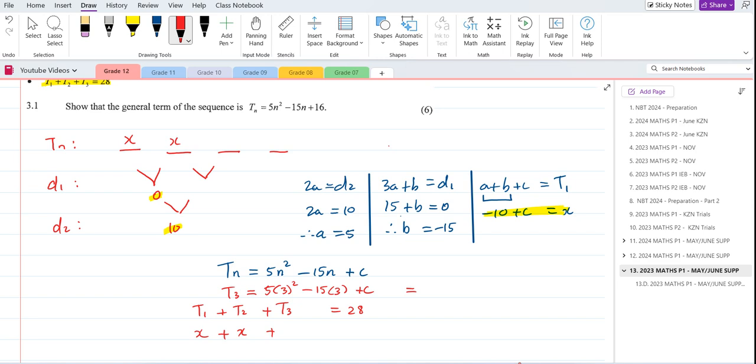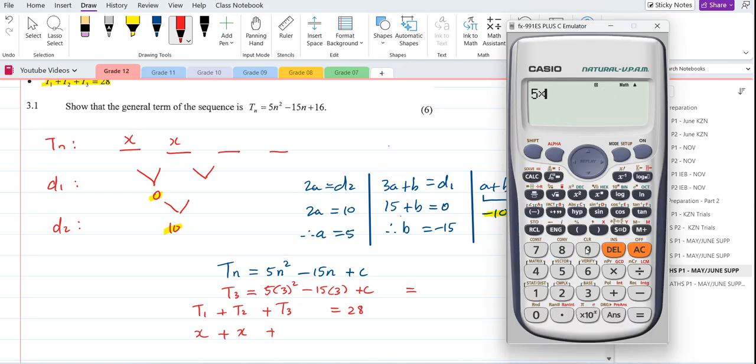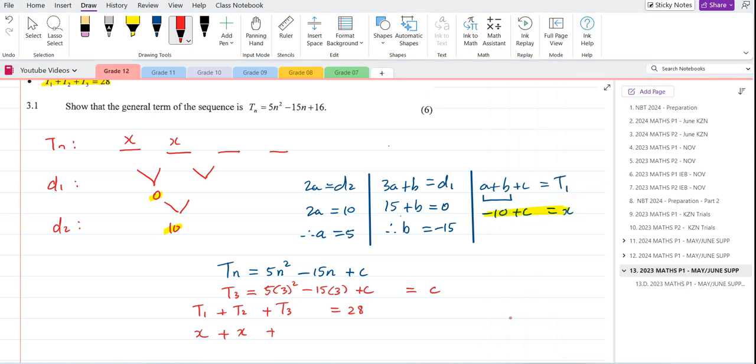So 5 into 3 squared. So what do we have? 5 times 9 minus 15 times 3. I've got 0. So that gives me 0, right? So this answer is just equal to c. So we know term 3 is already c. Okay? Term 3 is c, and that's equal to 28.